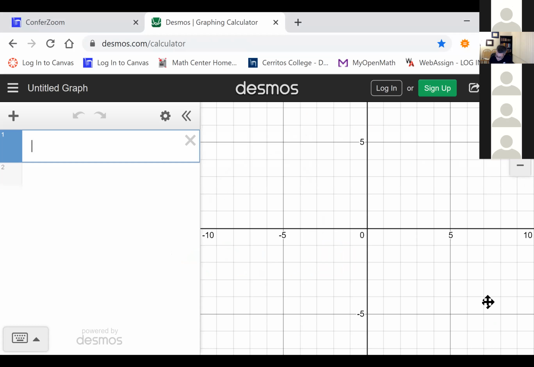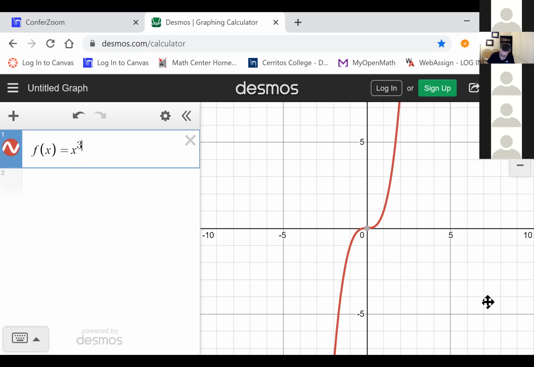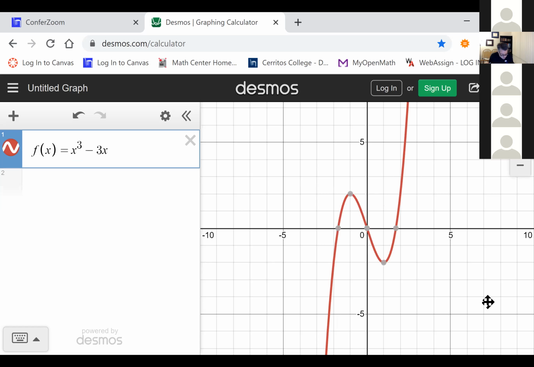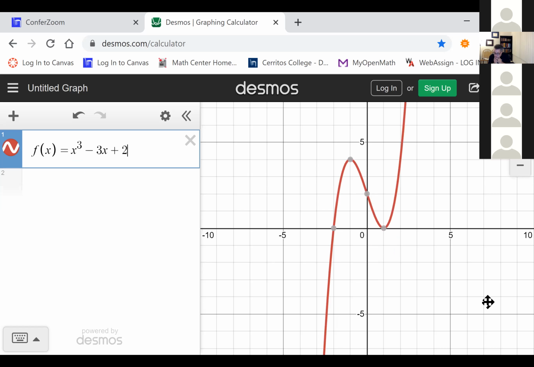And I'm going to graph this. This is going to be f of x, right here. I just want to do f of x is equal to x cubed minus 3x plus 2. Ooh, I like this graph. This is a good graph.